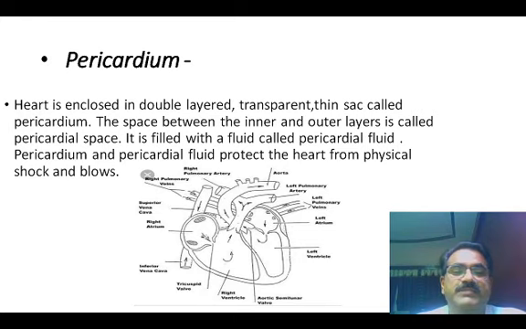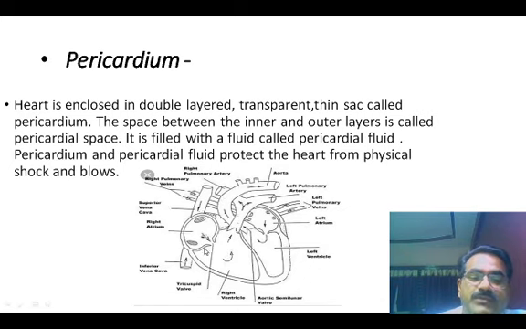So the space between the inner and outer layer is called the pericardial space. It is filled with a fluid called the pericardial fluid. The pericardium and the pericardial fluid protect the heart from physical shocks and blows. Okay, so here is the diagrammatic presentation of the heart in human beings.